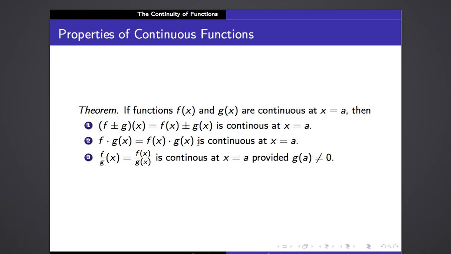And f times g of x, which is defined by f of x times g of x, is also continuous at x equals a, right? And f over g of x, which is defined by this guy here, is continuous at x equals a, provided g of a is not equal to 0. And I didn't write it down, but obviously we can also say c times f of x, right? If f of x is continuous, then the constant times that function is still continuous.